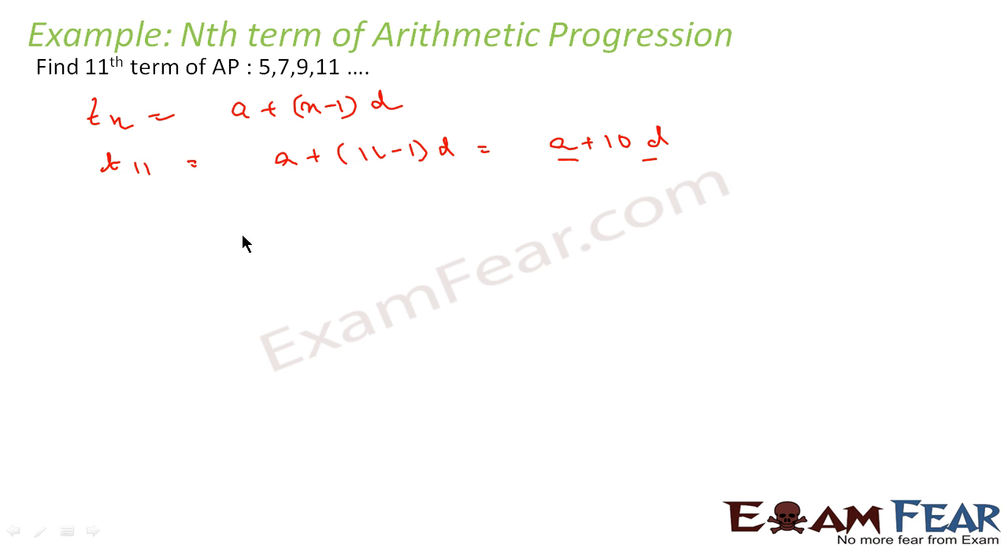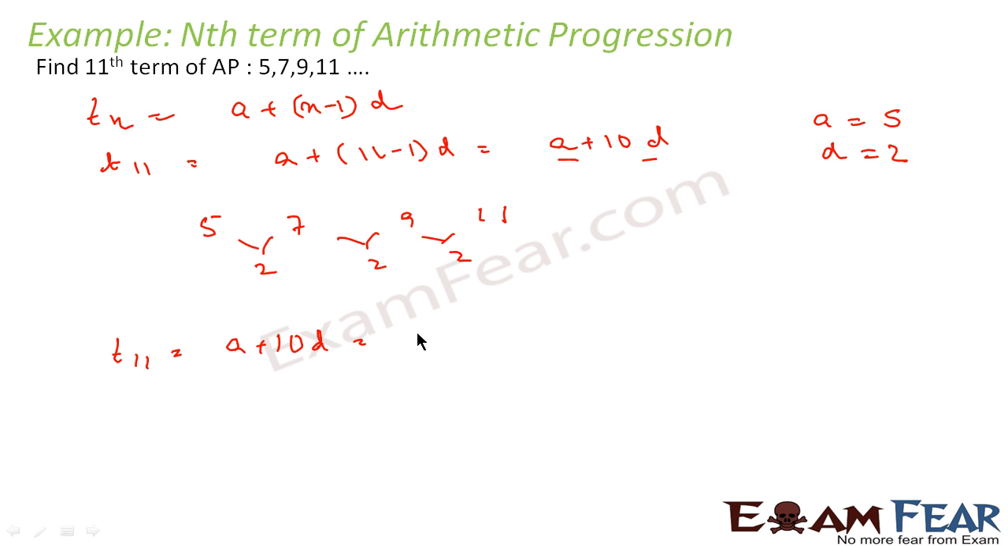Now we need to find the values of a and d. So going by the series, that is 5, 7, 9, 11, we know that the first term is a. So we have a is 5. And d is the difference. So we'll find the difference of this. This is 2, this is 2, this is 2. So we know that d is 2, because we found the difference as 2 and the first term is 5. Now we'll replace these values in this term. So we get T11 is equal to a plus 10d, is equal to 5 plus 10 into 2, that is 5 plus 20, that is 25.